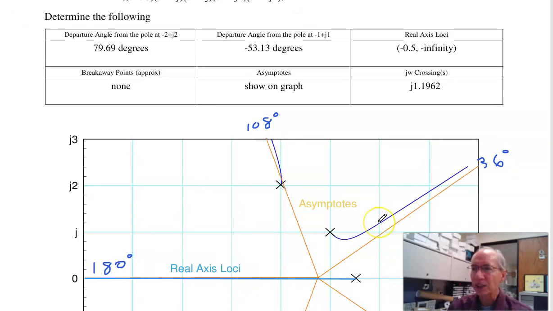The j omega crossing is right here. It's roughly 1.2. Or if you iterate in MATLAB, keep iterating till the angles add up to 180 degrees. It's 1.1962j.